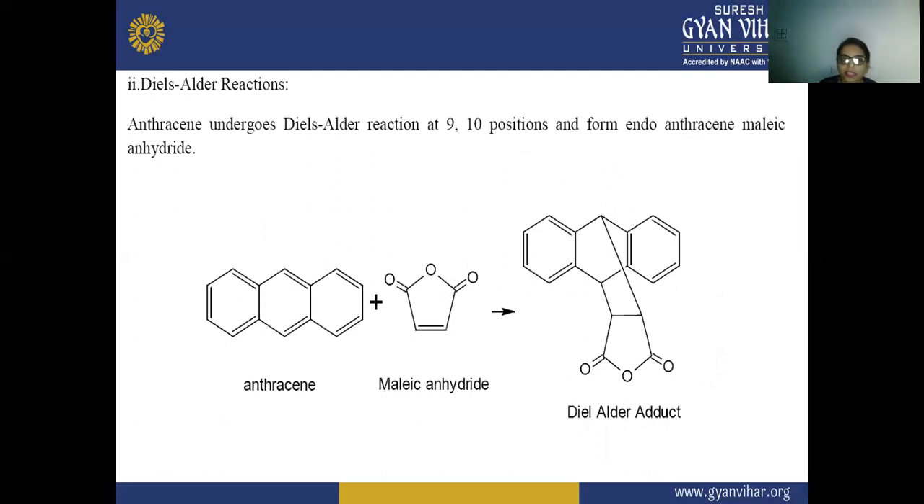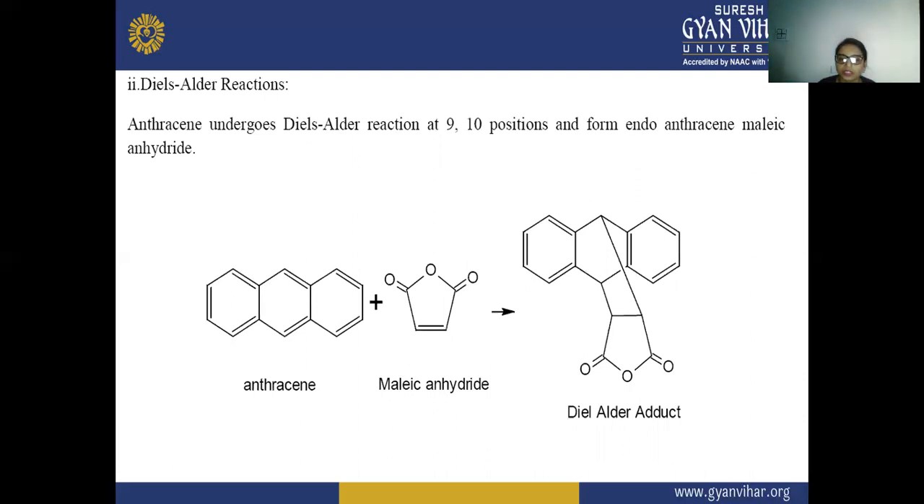Next is a Diels-Alder reaction. So in case of this, anthracene undergoes Diels-Alder reaction at the 9th and the 10th position and forms endo-anthracene maleic anhydride. So in this case, in the Diels-Alder reaction, this anthracene is undergoing reaction at the ninth and 10th position, forming an endo-anthracene maleic anhydride. So there is a product formed, this adduct product is formed with this maleic anhydride. When anthracene is undergoing reaction with this maleic anhydride, there is a formation of this Diels-Alder product.